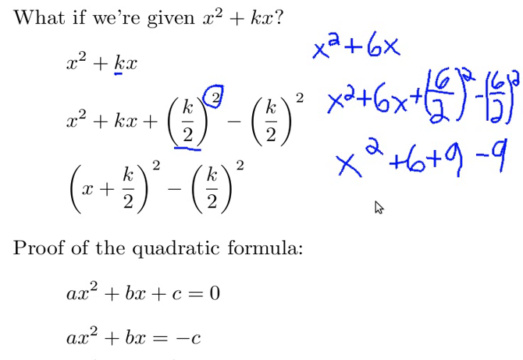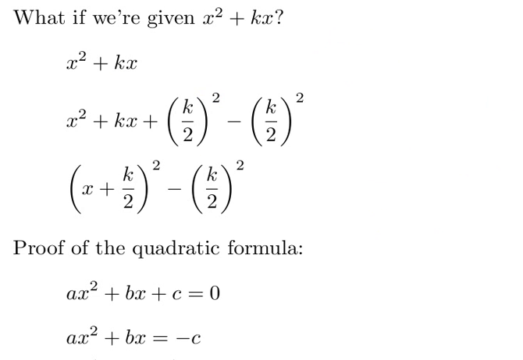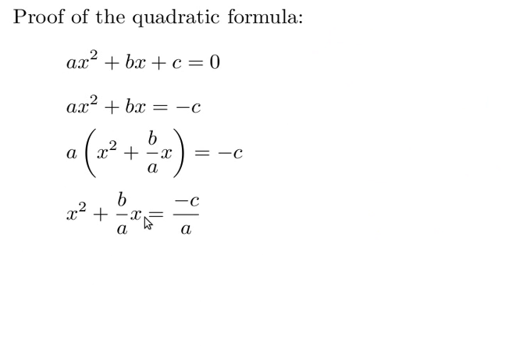So now these first three terms are a perfect square. So we have x plus 3 quantity squared minus 9. We took the coefficient of the second term, halved it, squared it, put that on the end, and then subtracted it off again. So let's go ahead and clear that off. And now we're going to do the same thing here. We're going to half this and then square it.